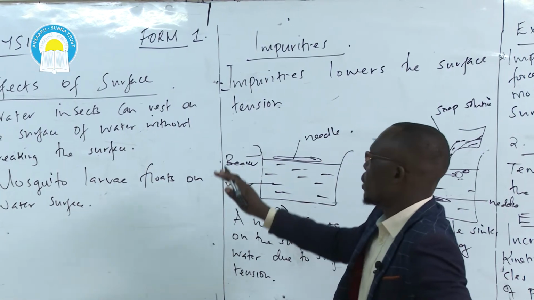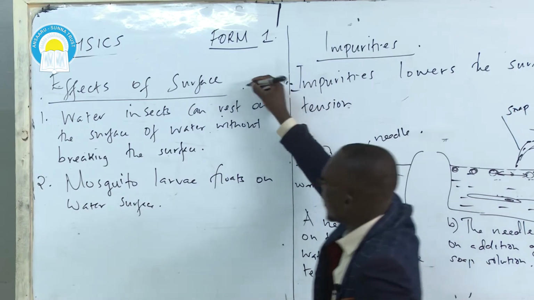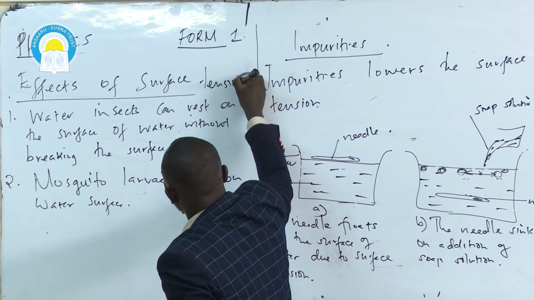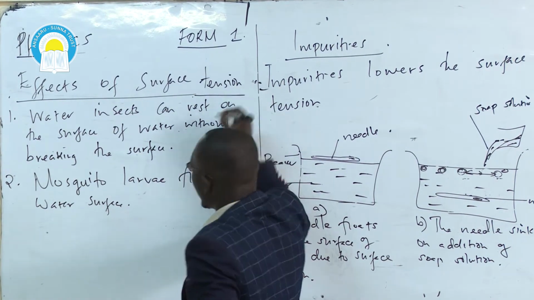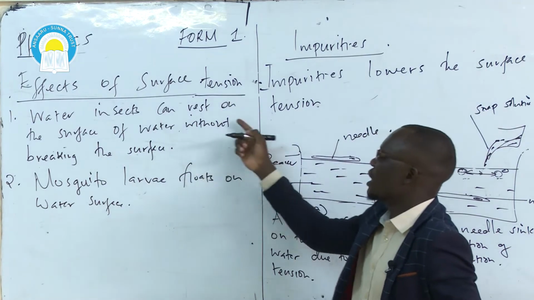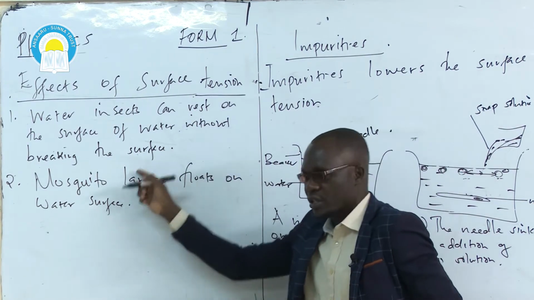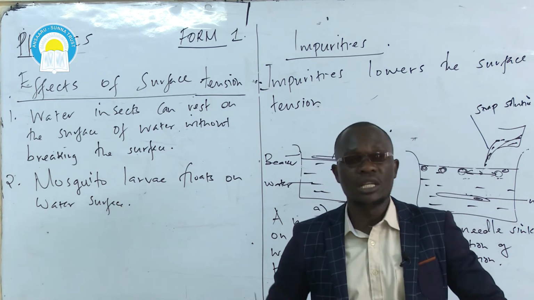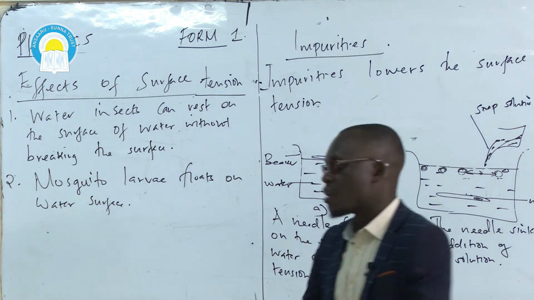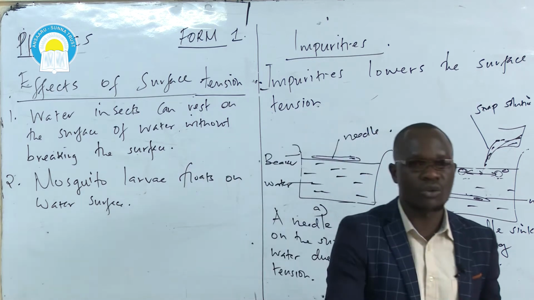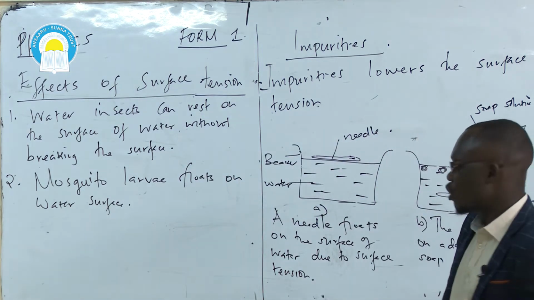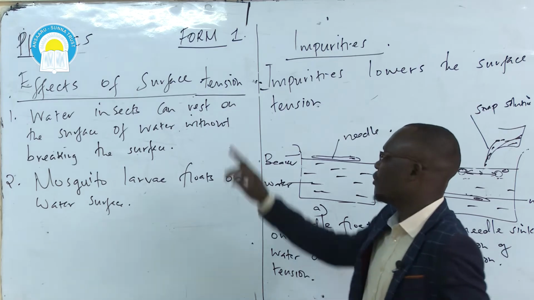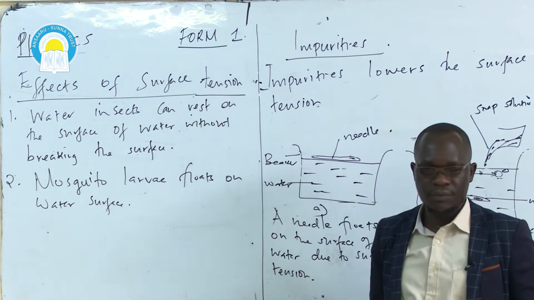Now, we have effects of surface tension. Water insects can rest on the surface of water without breaking the surface. We have what we call water skaters. We have insects which actually tread on the surface of water. They can run on the surface of water, crawl on the surface of water, but they cannot sink. They cannot break the surface of a liquid. That is an effect of surface tension.